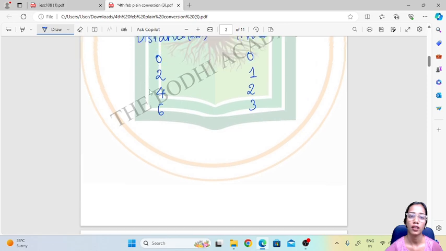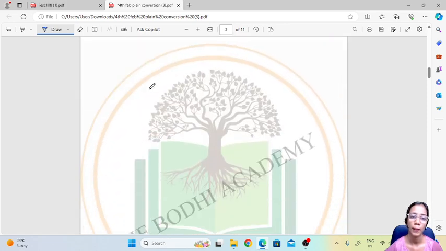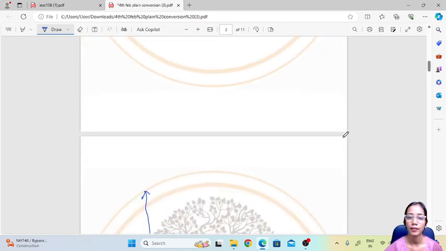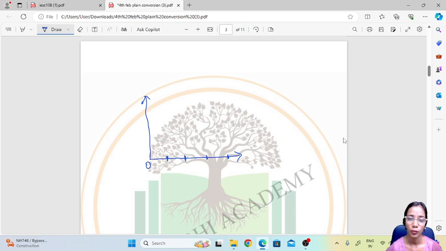So let's make a graph of this now. This is my y-axis and this is my x-axis. Time is taken on the x-axis. Now time is 0, 1, 2, 3.